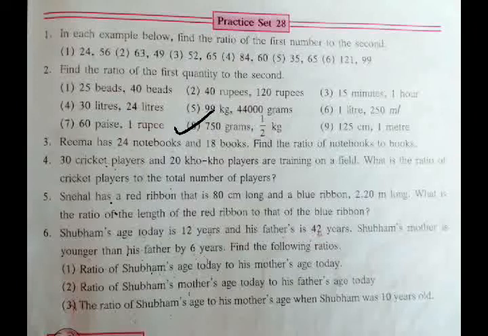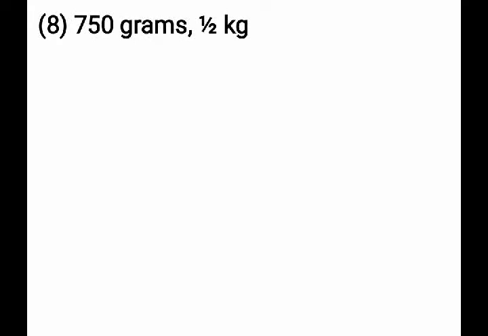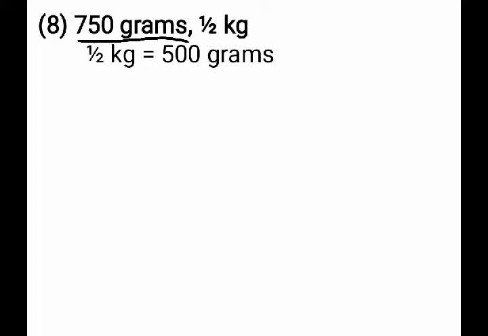750 grams half kg. First quantity is given 750 grams. Second quantity is given half kg. Second quantity is given unit kg. So you have to convert kilogram to gram. Half kg is equal to 500 grams. You have to write this number again, first quantity and second quantity. First quantity you have to arrange as it is. Second quantity half kg I converted into grams. Half kg is how much? 500 grams. So second quantity you have to write 500 grams.